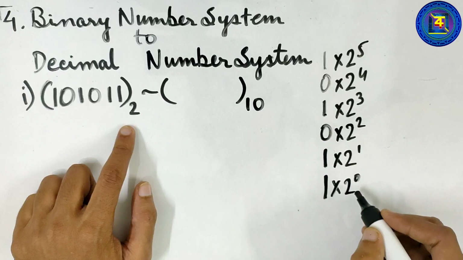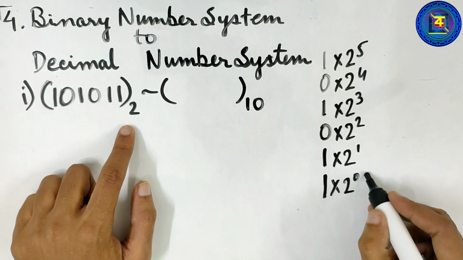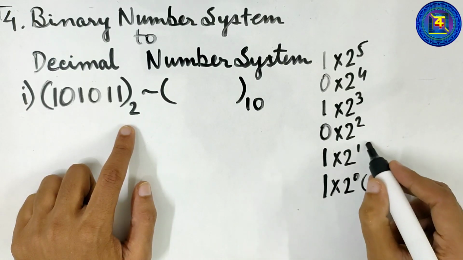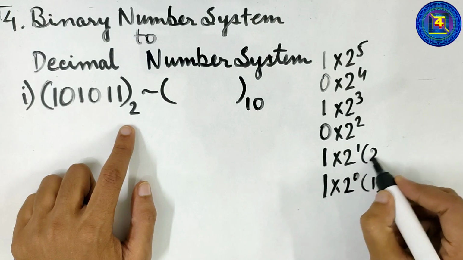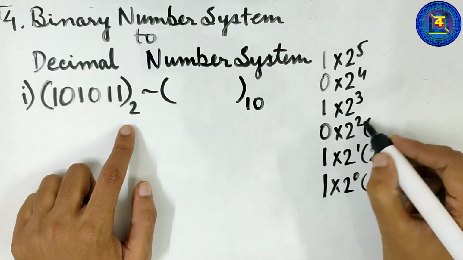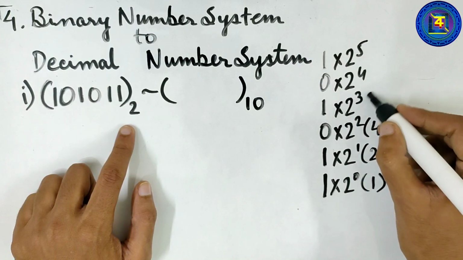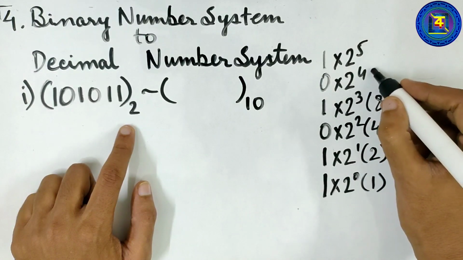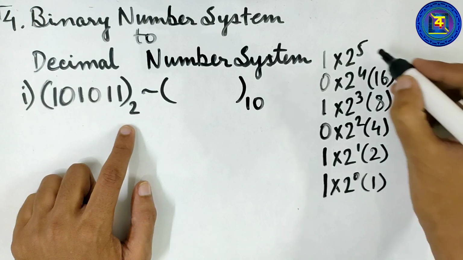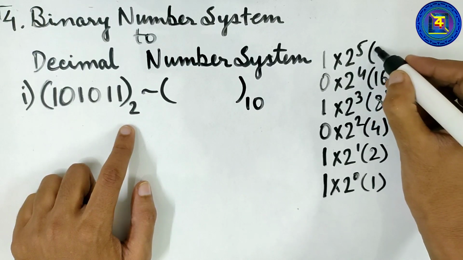Now let us begin. What is the value of 2 to the power 0? It is 1. What is the value of 2 to the power 1? It's 2. What is the value of 2 to the power 2? It's 4. What is 2 to the power 3? It's 8. What is 2 to the power 4? It's 16. What is 2 to the power 5? 32.